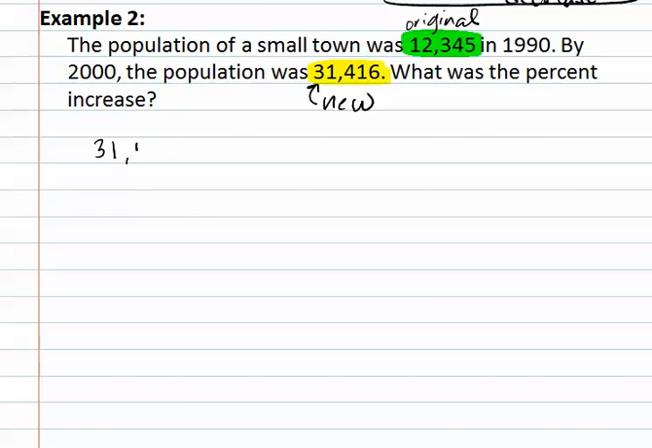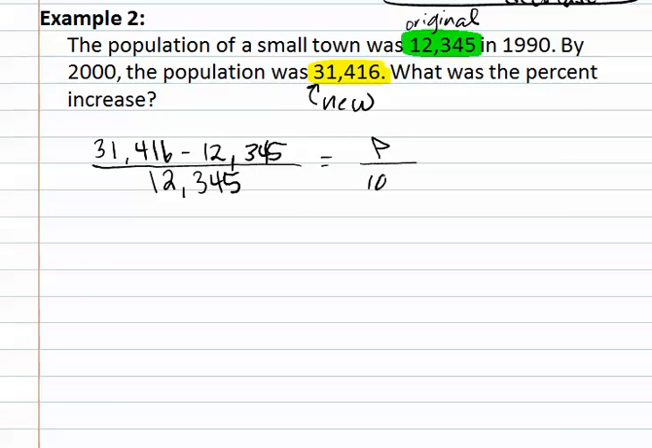So 31,416 minus 12,345 all over the original amount. Remember, you must use the original amount, not the larger number. This means we put it over 12,345. And we set this equal to the p, or percent, over 100. Now, we must get a least common denominator. Remember, using the combination of the two denominators is sometimes easier than finding a least common denominator. So we will do that here.